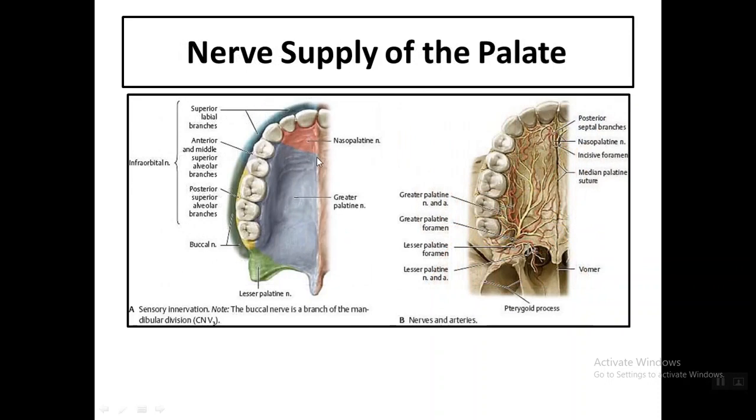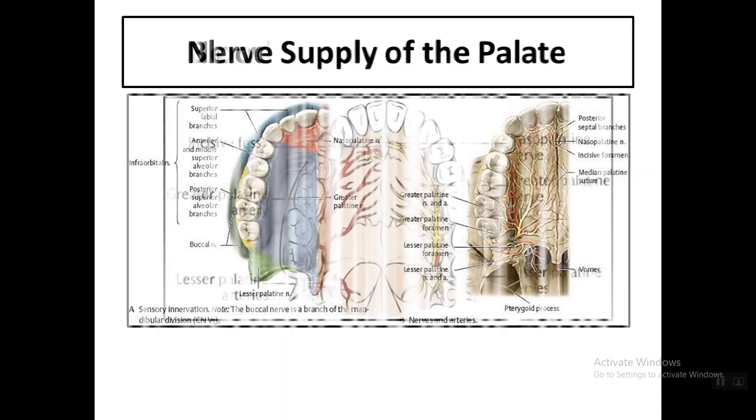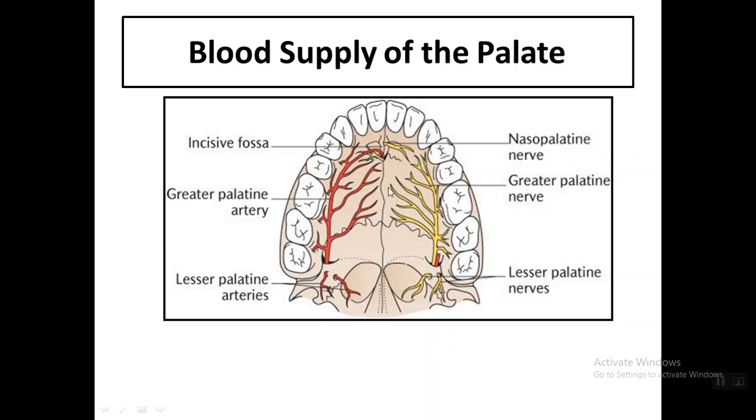What is the nerve supply of the palate? It is supplied by branches from the maxillary nerve. These are the greater palatine nerve and the nasopalatine nerve, branches of the maxillary division. What is the blood supply of the palate? Also, it is through the greater palatine artery mainly. It is a branch of the maxillary artery.